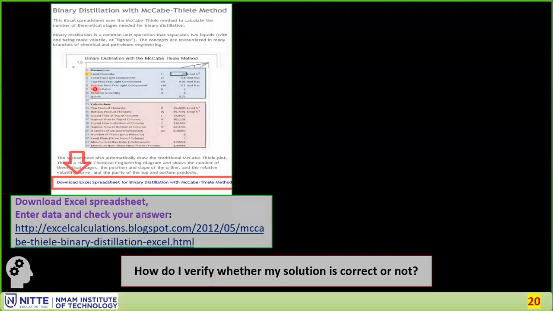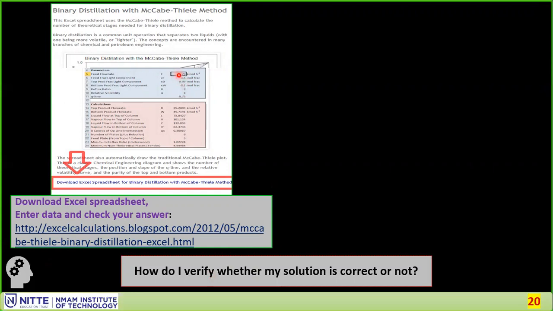Here is one website, the link is given below this video. When you scroll down in that website, there is one link like this, download. When you click on that, an Excel sheet will download. Open that Excel sheet, it looks like this, blue and pink color. In this blue section, the values I mentioned in the previous question, the same numbers which you have used for solving your problem, substitute here.